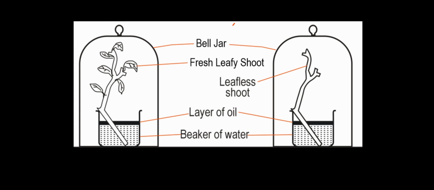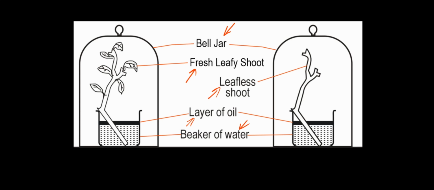So now we can see the bell jar. We said that the bell jar is going to be inverted. Then we can see plant A there, which has the fresh leafy shoot. And we can also see plant B there, that is the other plant without the shoot, the leafless shoot. And that's the layer of oil. And we have the beaker of water also. So this is the experimental setup.